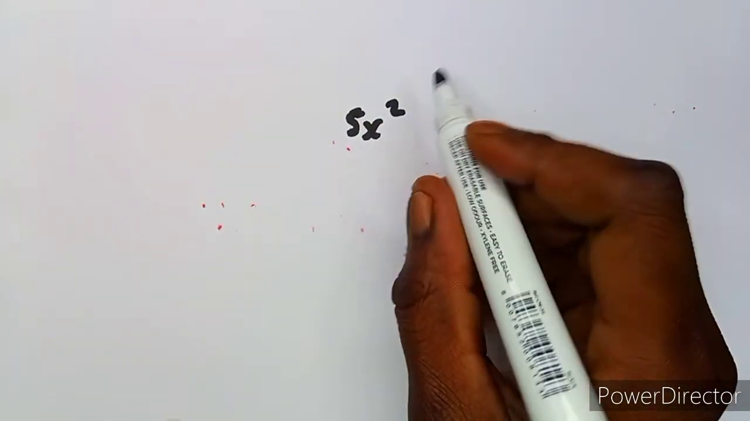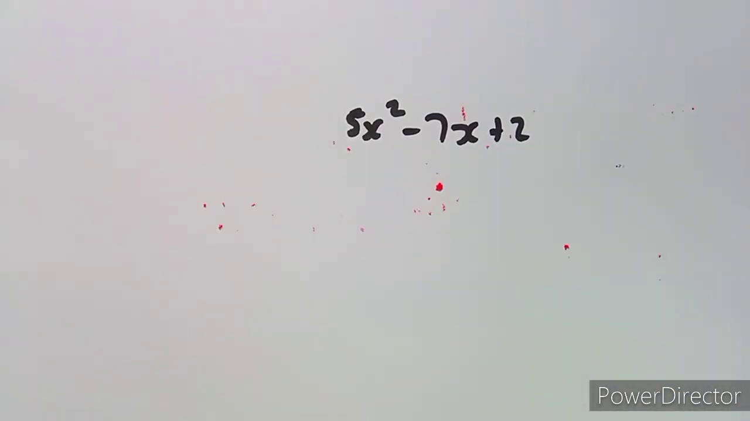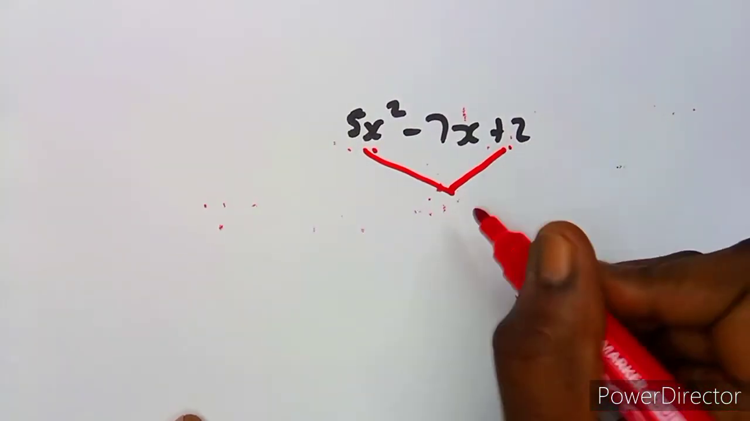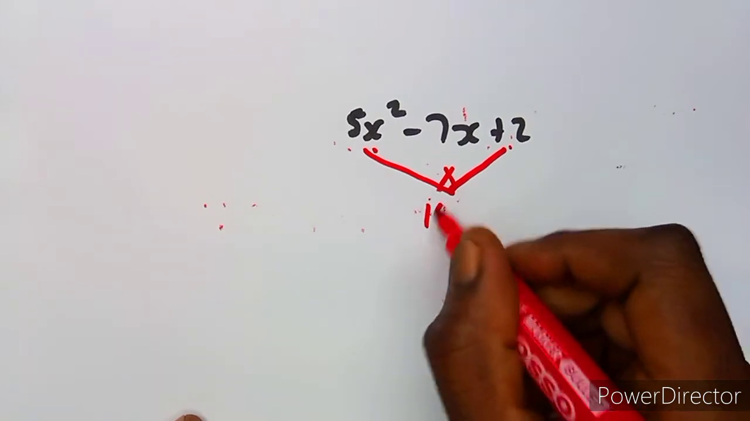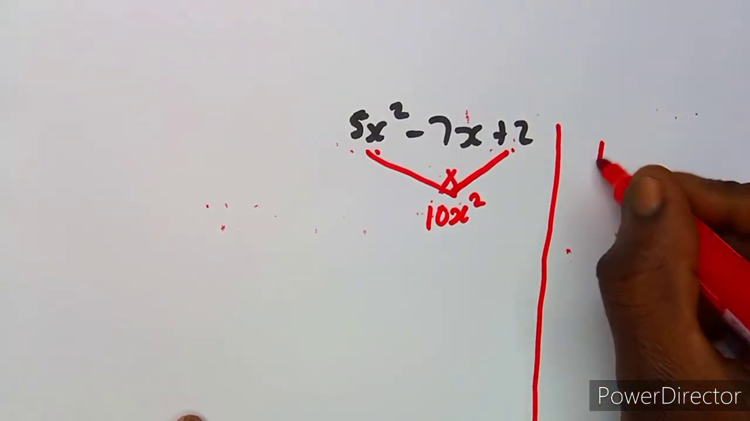Just our last question on 5x squared minus 7x plus 2 on the same exercise. Okay, still one and the same thing. You're going to multiply the first term and the last term, so that's going to give us 10x squared, 5 times 2. Okay, so let's do our trial and error.